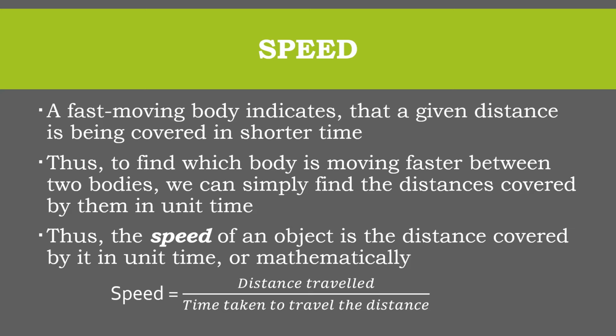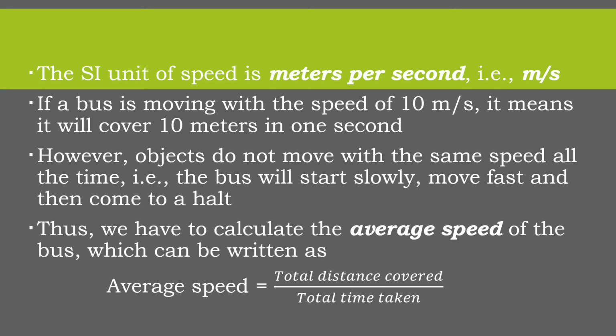Thus, to find which body is moving faster between the two bodies, we can simply find the distances covered by them in unit time. Suppose, for example, in 10 minutes, how much distance these two bodies are covering. Thus, the speed of an object is the distance covered by it in unit time, or mathematically, the formula is speed equals distance traveled divided by time taken to travel the distance. The SI unit of speed is meters per second.